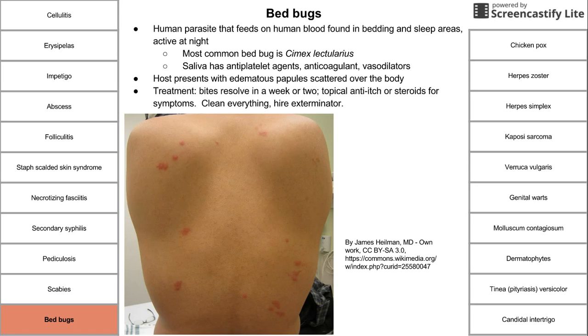The treatment for bedbugs is that the bites resolve in a week or two, but like the other infestations, you want to clean everything, perhaps hire an exterminator. If the lesions are bothersome, you can use an anti-itch cream or a steroid for symptoms, but the symptoms should resolve in about a week or 10 days.